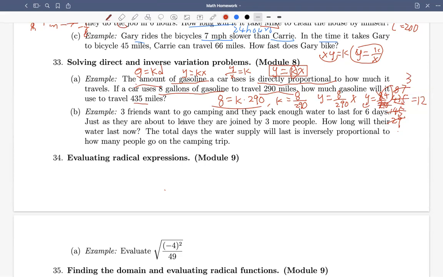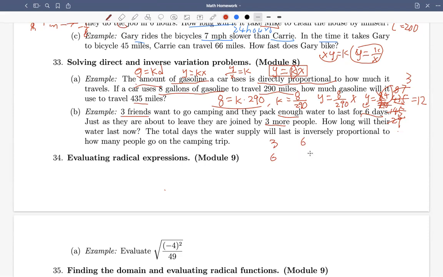All right, now let's look at B. B is saying 3 friends want to go camping and they pack enough water to last for 6 days. Okay, enough water. We don't know how much water, just enough water. So 3 friends, 6 days. Just as they are about to leave, they're joined by 3 more people, now 6 people. How long will their water last now?